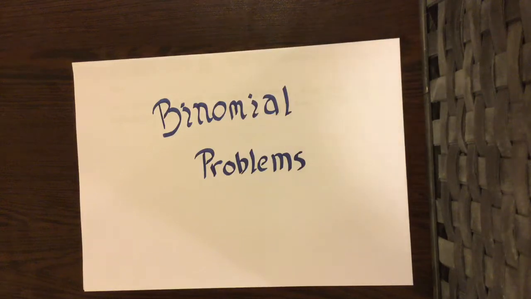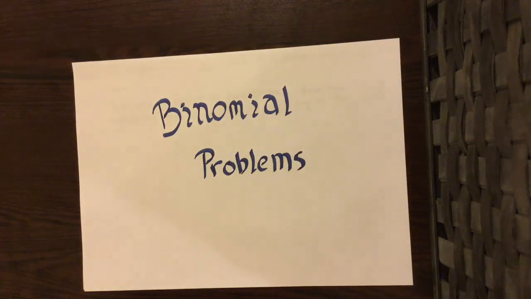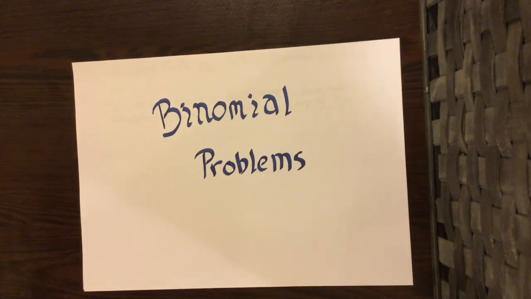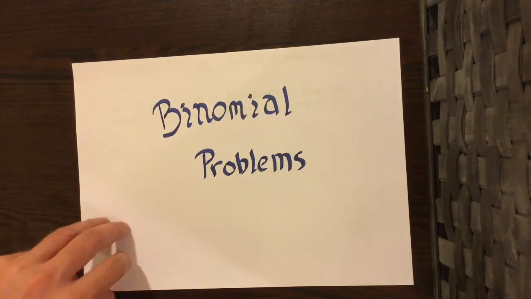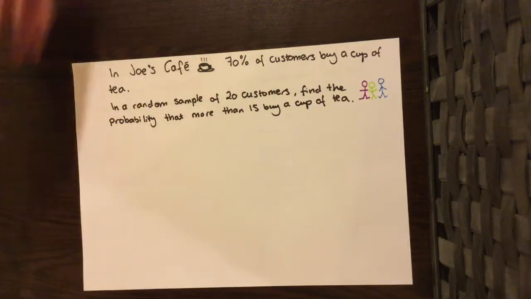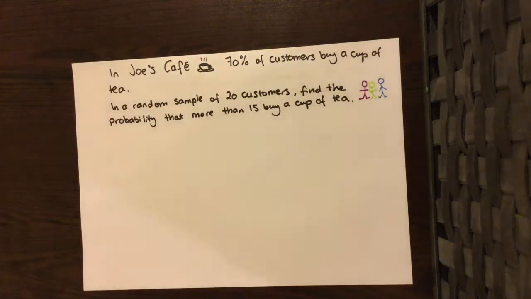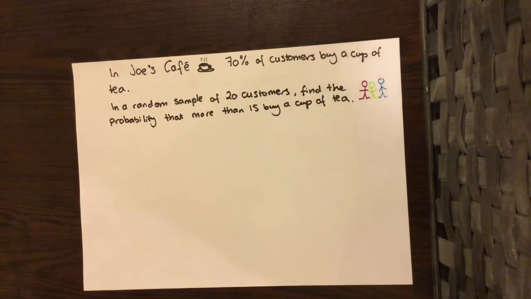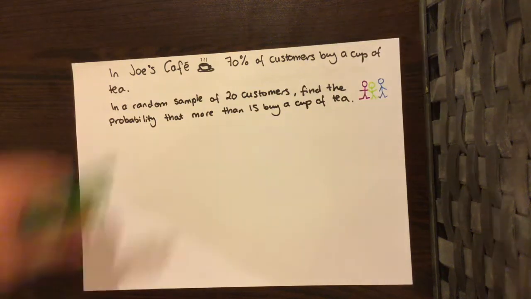In this lesson, binomial problems, our third and a half lesson, we're going to look at some more detailed binomial issues. Particularly worded type questions like this. In Joe's Cafe, what a great name, 70% of customers buy a cup of tea. In a random sample of 20, find the chance that more than 15 buy a cup of tea.